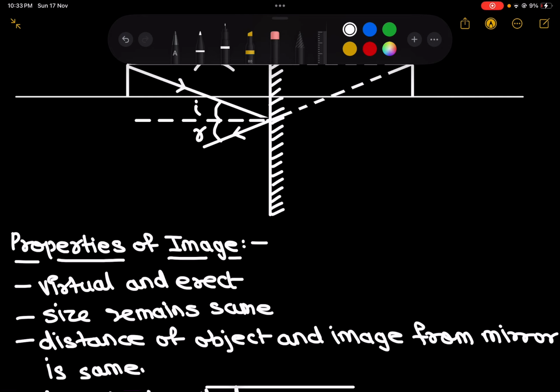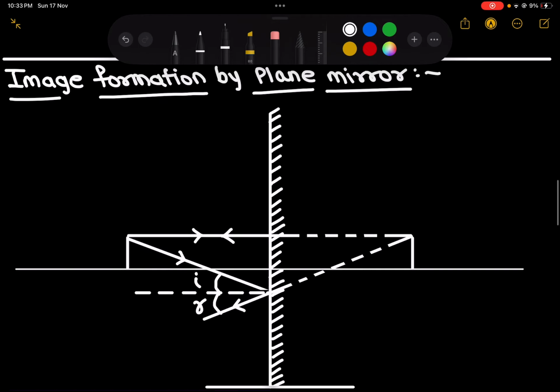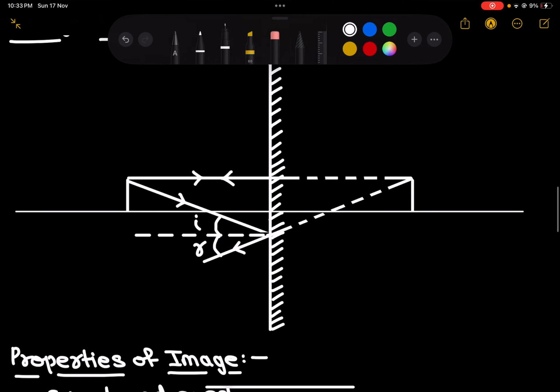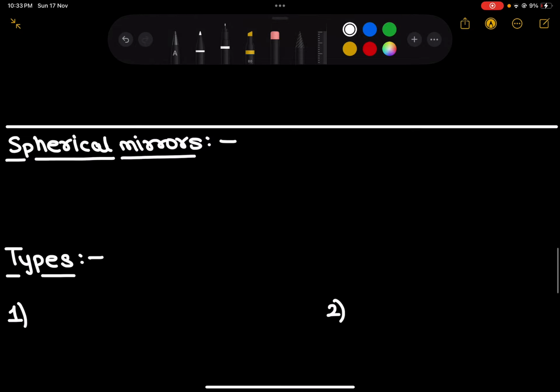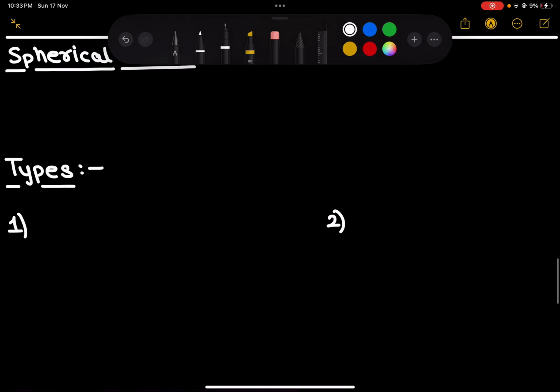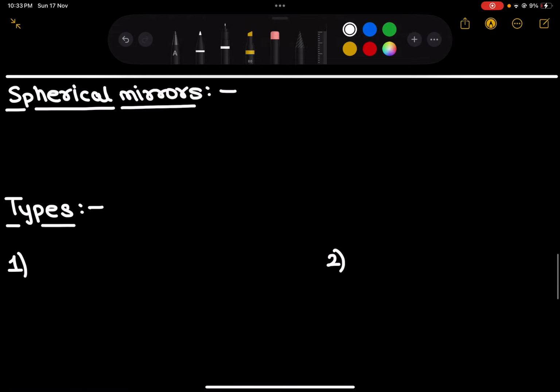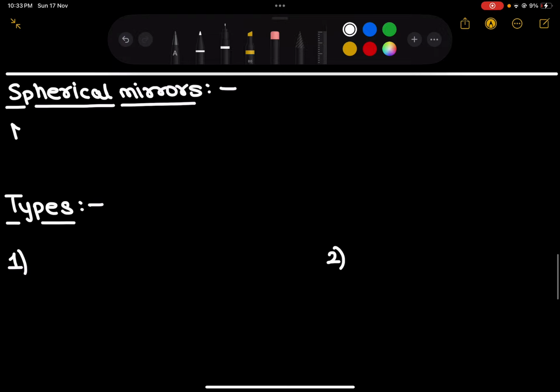So I hope you understood the properties and the image formation obviously. Now moving on, let's move to spherical mirrors. So now what are spherical mirrors? The basic definition of spherical mirrors: mirrors whose reflecting surfaces are spherical are known as spherical mirrors.